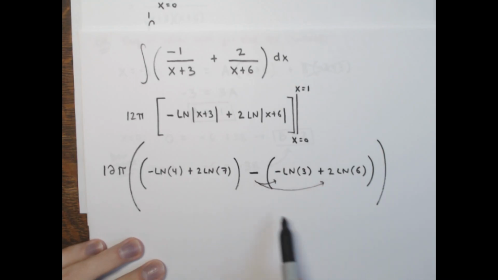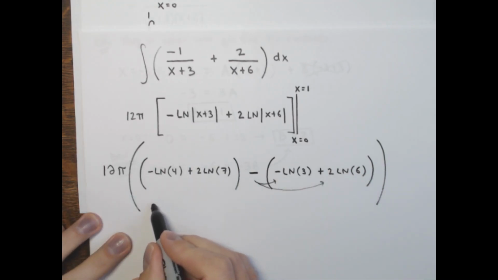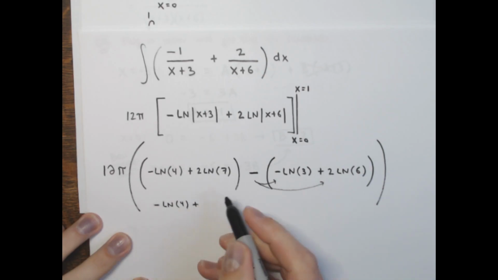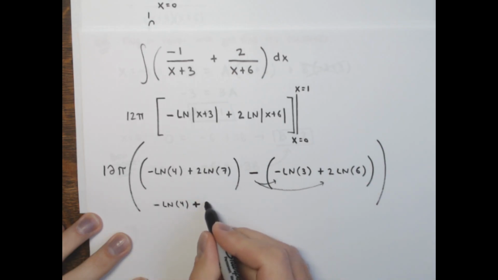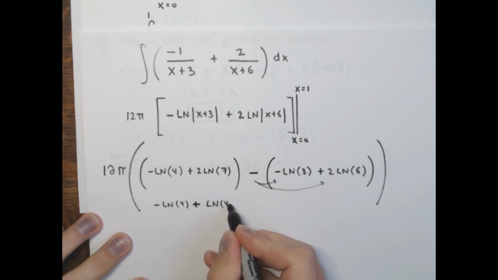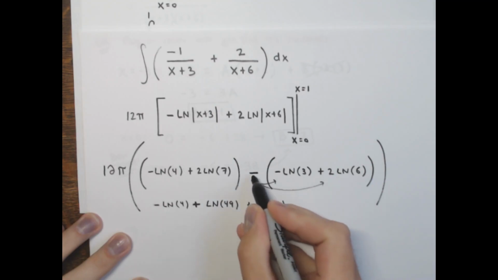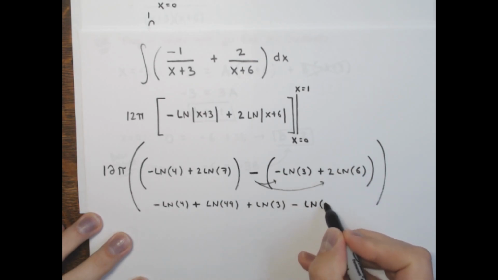And then I'm going to put all these together. Remember, if you have a bunch of logs being added and subtracted, this is fine. You could type all this, but you get negative natural log of 4 here, plus, remember numbers in front you can put in as powers, so this would be the natural log of 7 squared, or 49. Then plus the natural log of 3, and then minus, putting the 2 in here, 6 squared, minus the natural log of 36.